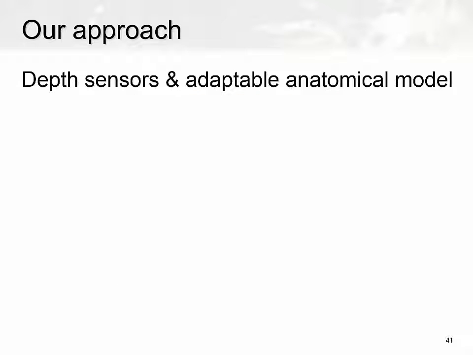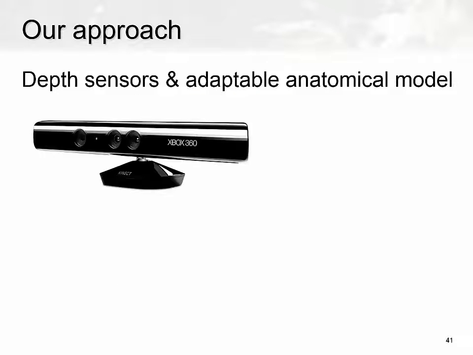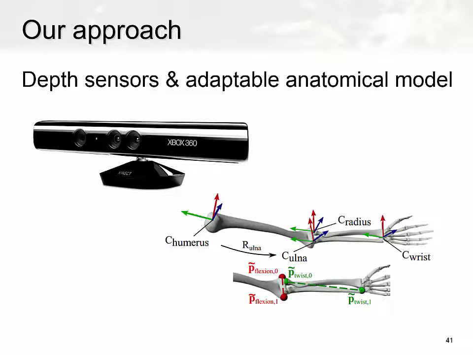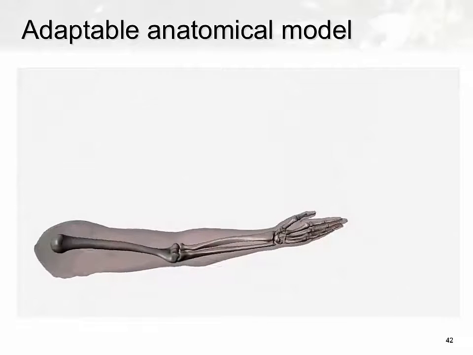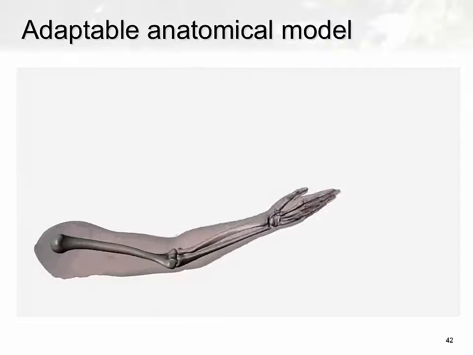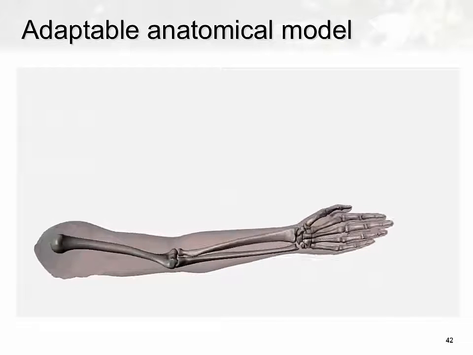So specifically, we took traditional depth sensors and we combined them with personalized anatomical models, which is similar to anatomy transfer. The difference from anatomy transfer is that here we transfer not only the geometry, but also biomechanically accurate kinematics and skinning. So here is what I mean by adaptable anatomical model. We can resize the bones and the kinematics and skinning still works. It's still functional.